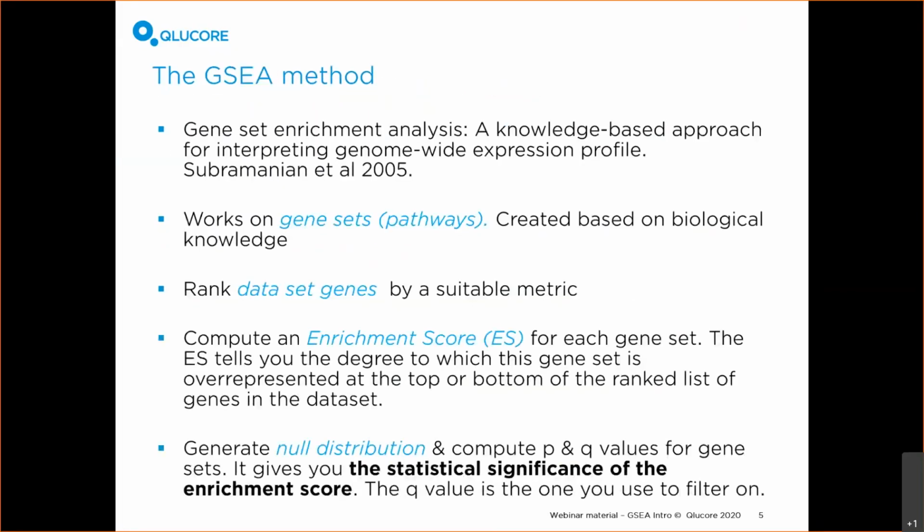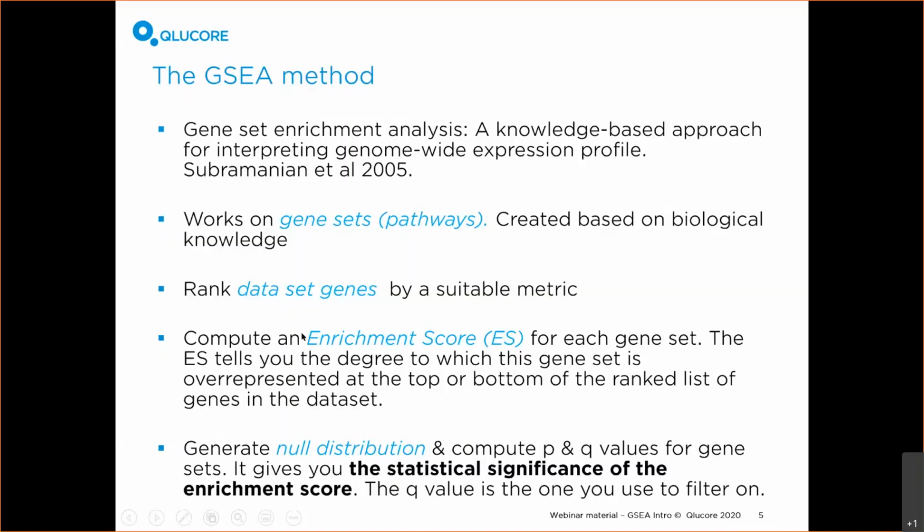And the GSEA method was invented in 2005, and this is the original paper on that by Subramanian et al. It works on gene sets, which are typically pathways, and they are created based on biological knowledge. And then you rank the genes in your data set with a suitable metric that mimics what you're interested in. So standard statistical methods like T-test and so on you use there.